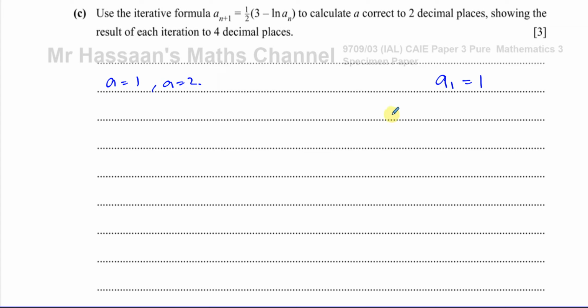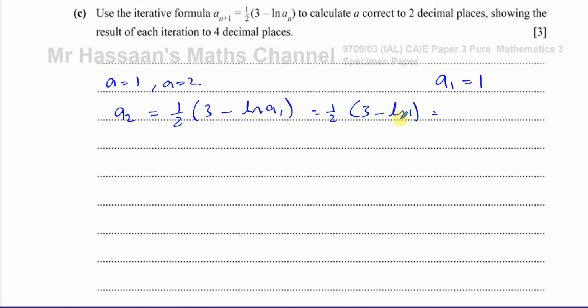And then that will help us, as long as you're close to the root, using this first value which is close to the root, will help us basically focus in on what the root is. And this iterative formula will help us to do so. So if I know that a1 is 1, I can find a2 by replacing a1 inside this function as 1. So a2 is going to be a half times 3 minus ln of a1. Okay, so a2 is going to be here a half times 3 minus the ln of 1.